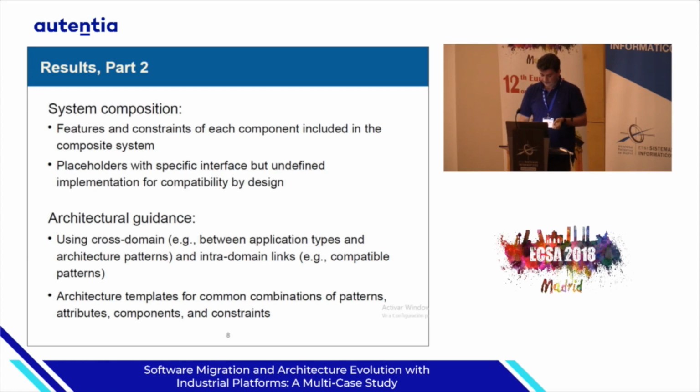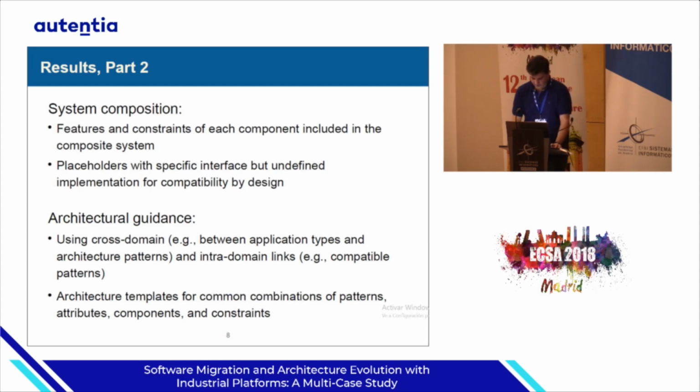Architectural guidance can be given by using cross-domain links and intra-domain links. For instance, cross-domain here would be linking application types and specific application patterns and specific architectural patterns that these application types support, and through intra-domain links, for instance, patterns that are compatible with each other and that form part of a larger architectural style, such as microservice architecture.